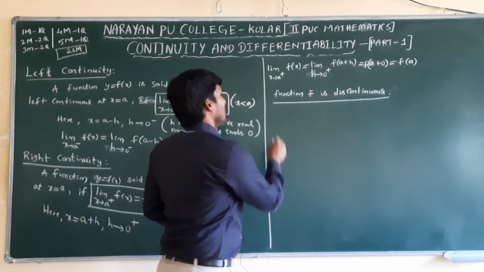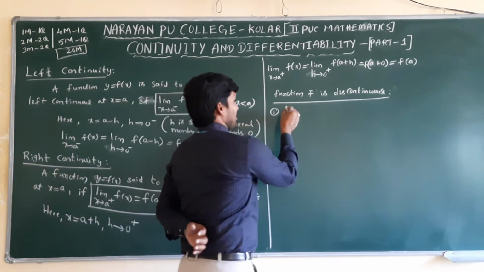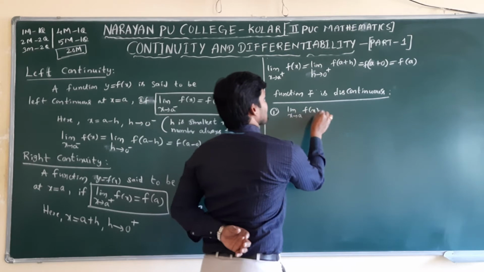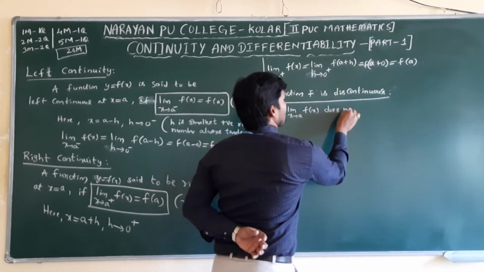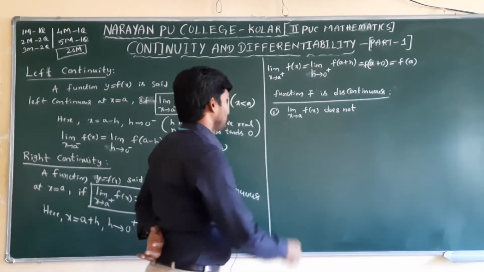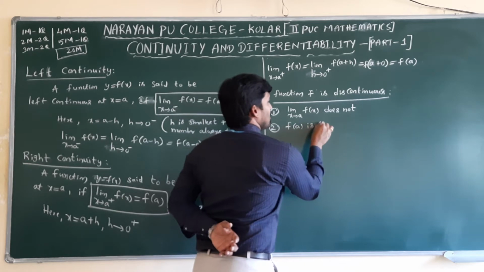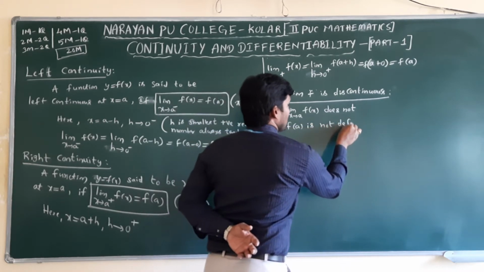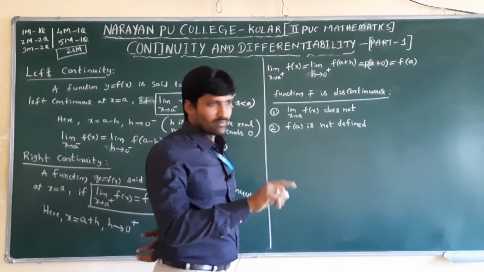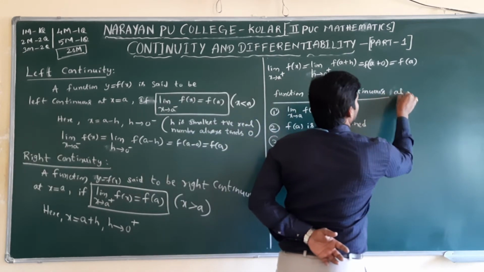Possibilities: when will a function become discontinuous? First case, if the limit as x tends to a of f of x does not exist. When the limit does not exist, LHL is not equal to RHL, or f of a is not defined. F of a also is important. Then it is discontinuous at x equal to a.